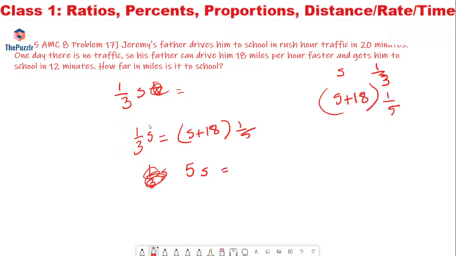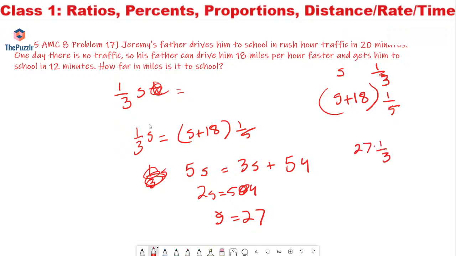So there's just 5S is equal to 3 times S, 3S, plus 3 times 18, which is 54. So no more fractions. We get 2S is equal to 54, and then S itself is equal to 27. So our speed is 27. And in rush hour traffic, that's 1/3 of an hour. 27 times 1/3 of an hour would give us the distance, which is 9.